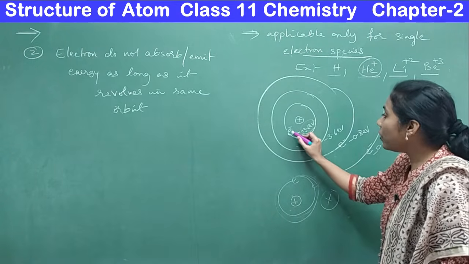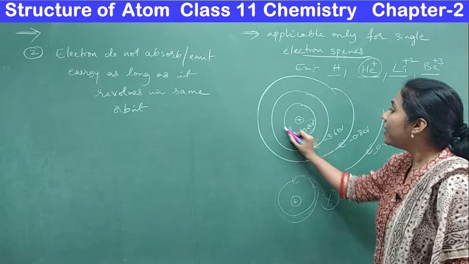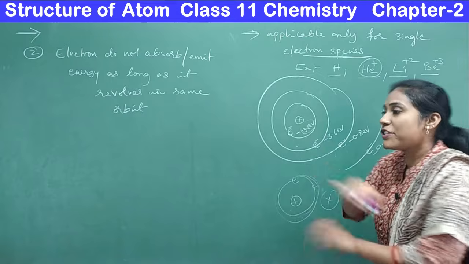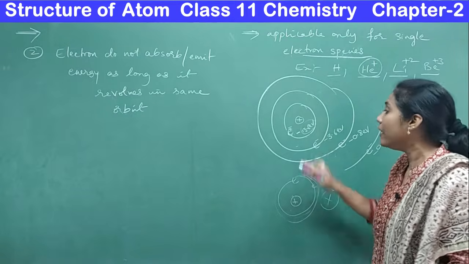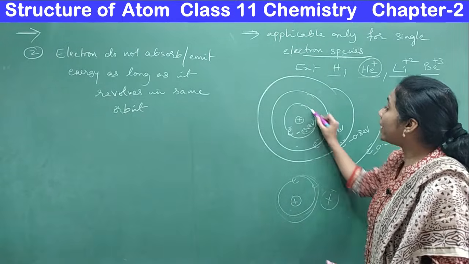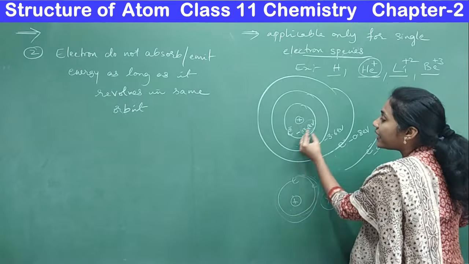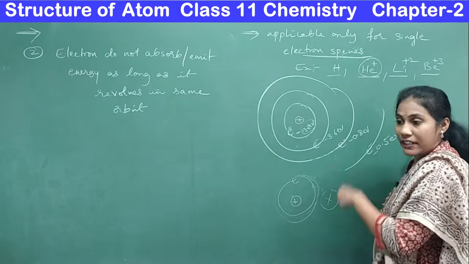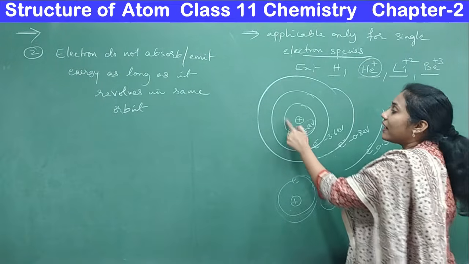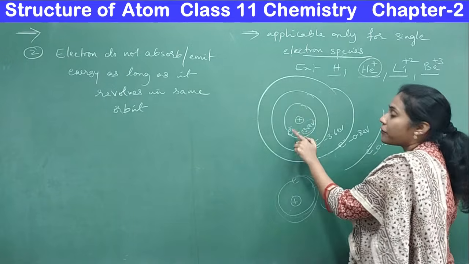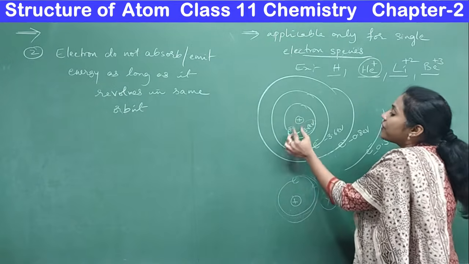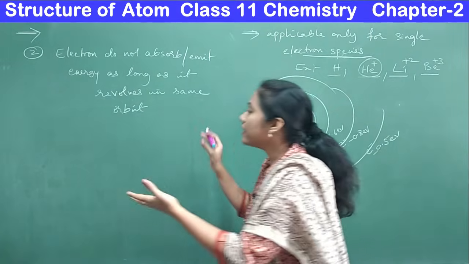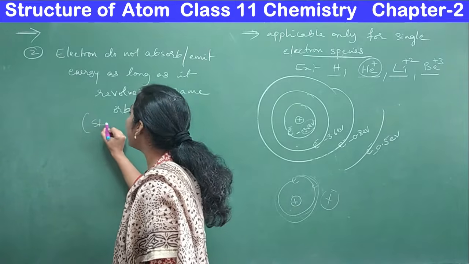Here also it's a charged body. When it is moving, you may expect that it will lose energy and fall on the nucleus. He says no, that will never happen. What happens here is, as long as it is revolving with certain energy in this region only, it will not emit energy and it will not absorb energy, so it can continuously stay here itself. So you don't have any chances of this electron falling on the nucleus.